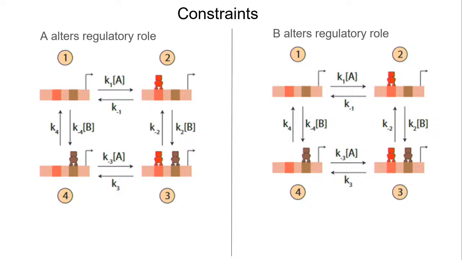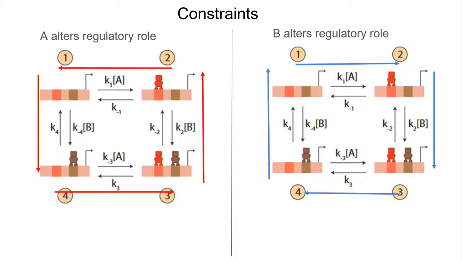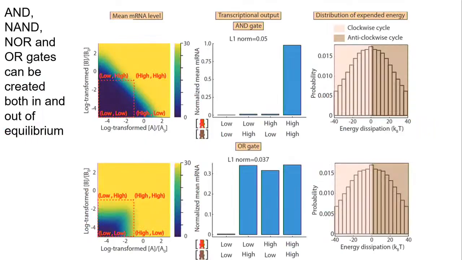So this was interesting, but there were constraints to this. For A to alter its regulatory role, you need this cycle to be biased anti-clockwise, whereas for B, you need this cycle to be biased clockwise. So these conditions are contradictory, so you can't have alteration of regulatory roles for both proteins. And this has some consequences in the kind of gates you can and cannot make.